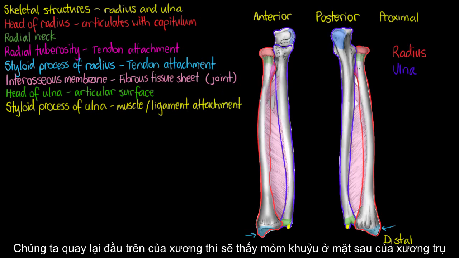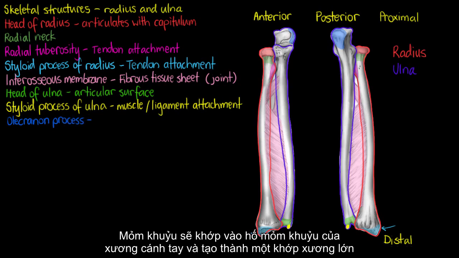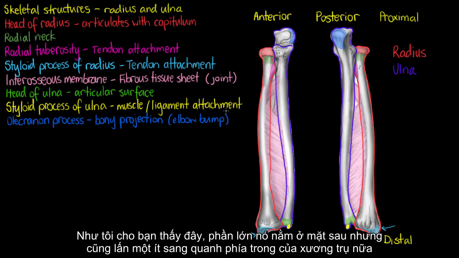If we move back up to the proximal end of the bone now, we are going to see the olecranon process on the posterior surface of our ulna. Now the olecranon process is going to sit in the olecranon fossa of the humerus and is going to form a large bony projection, and it will be the bump that you'll feel on the back of your elbow. So I'll just show that quickly up here. We can see it mainly on the posterior, but it extends slightly around that medial side of the ulna as well.